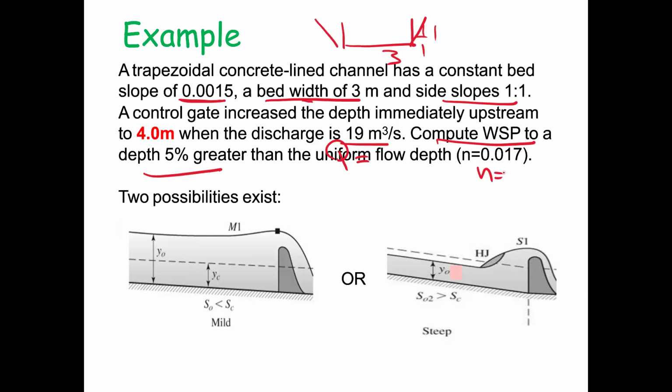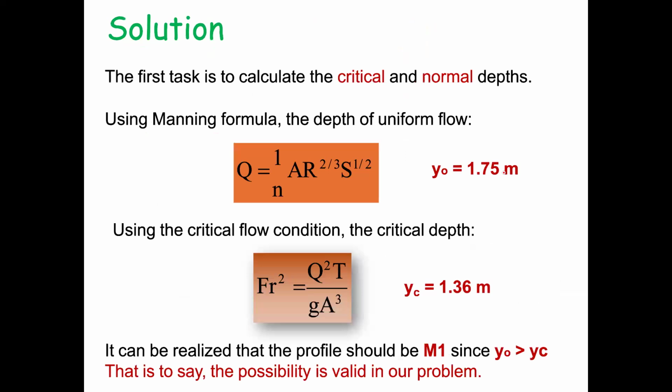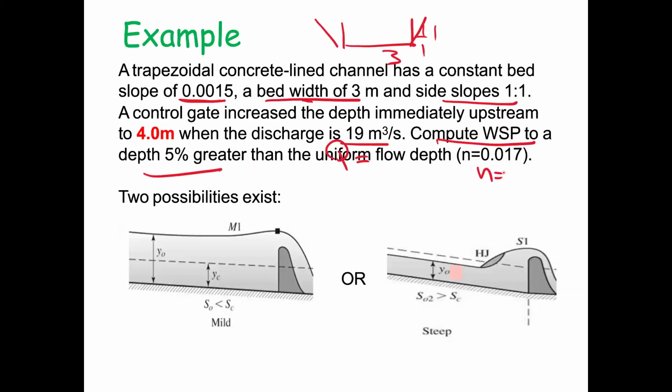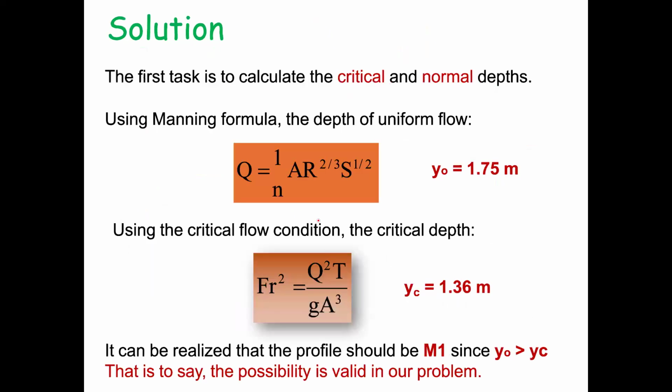So this is the type of question that you don't have the length, but you have the two intervals. What are the intervals? One of them is the y that it mentioned, which happens here. The other one is this one. What is this? This is the depth 5% greater than uniform flow. What is this one? For sure, this happens as a control depth. What is control depth? yc or yn, depends on the control points.